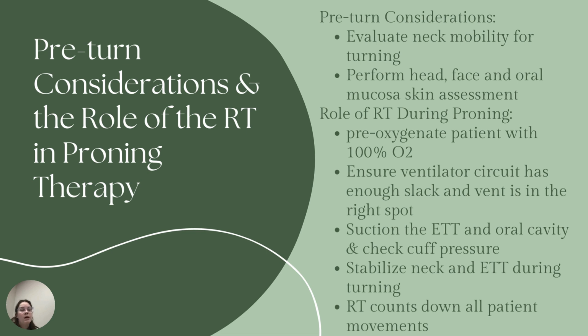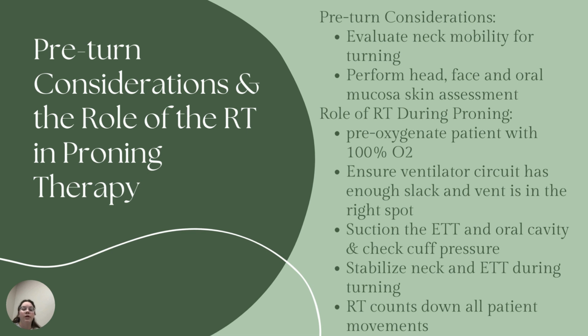And then you want to ensure the vent circuit has enough slack, and the vent is in the right spot. And by that, I mean that you want the vent opposite of the patient's invasive catheters. And you want to make sure that it's in a good spot to where it's not going to get pushed out of the way while you're turning, where the circuit's not going to get wrapped up in anything. That's our only job, is managing the airway and managing the machine that's managing the airway.